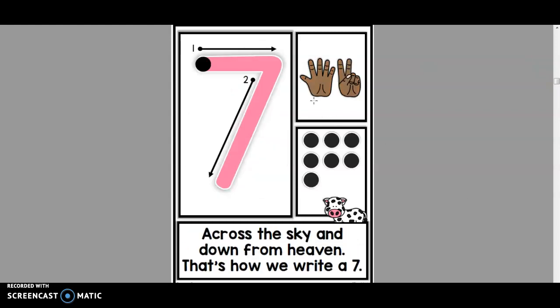This is number 7, and this is how we show it with our hands. 5 fingers, one hand open, and then 2 more fingers, okay? And here we have 7 dots, so it's 1, 2, 3, 4, 5, 6, 7. And this is how you can draw it with your finger in the air. You make a line going this way, and then you come down, and that's a 7.